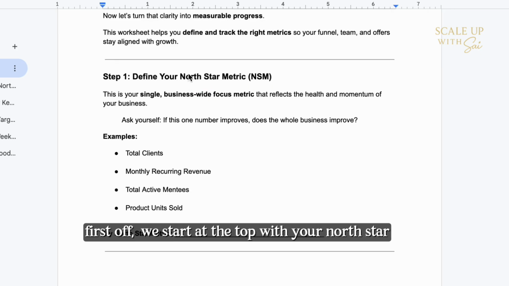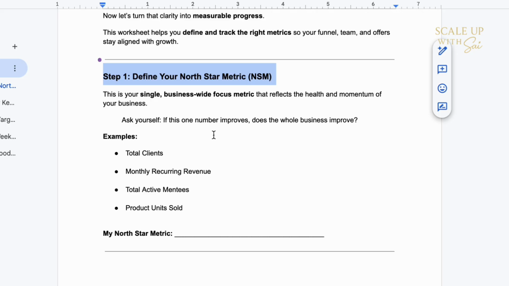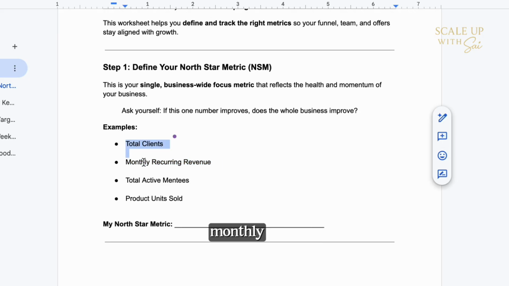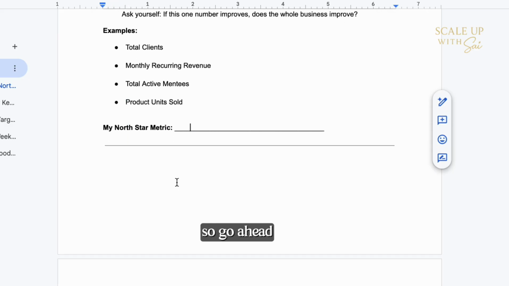First up, we start at the top with your North Star metric. This is the one metric that reflects the overall health and momentum of your business. Think of it like your business pulse. If this one number improves, everything else starts to follow. Some common examples are total clients, monthly recurring revenue, total active mentees, product units sold. So go ahead, jot yours down. What's your North Star? This will anchor everything else.